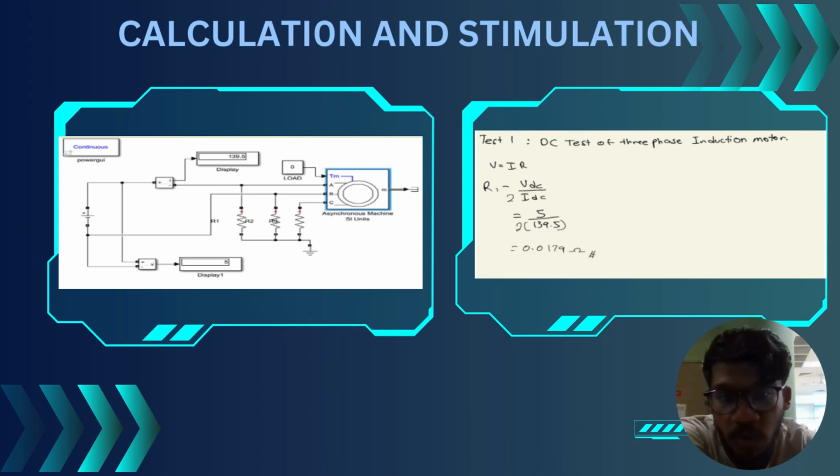test 2 also. In test 2 I will show how we use R1, and finally, a higher stator resistance means more power losses. So I will explain the power losses and everything in test 2. So for test 1, these are the important things.